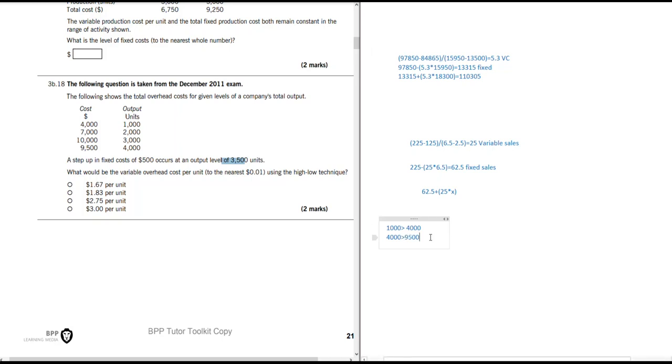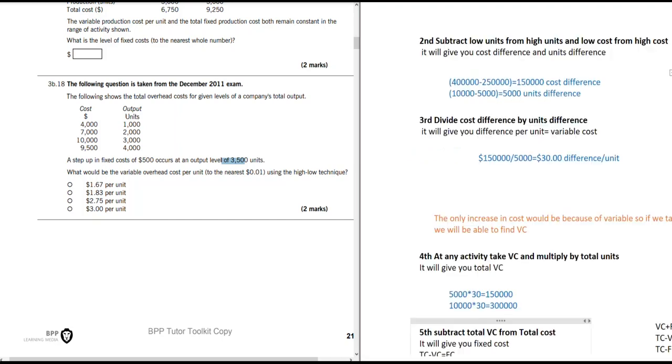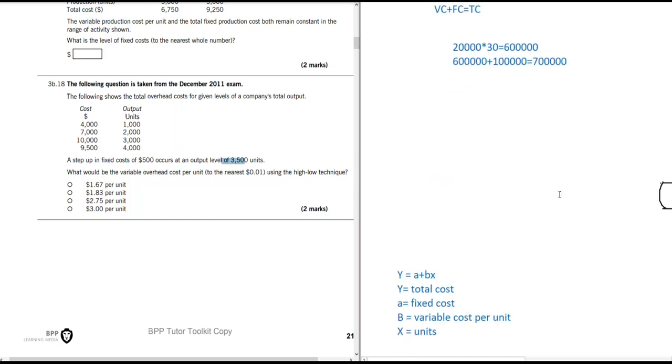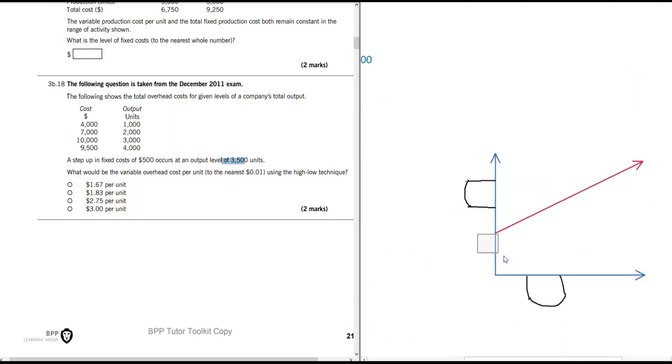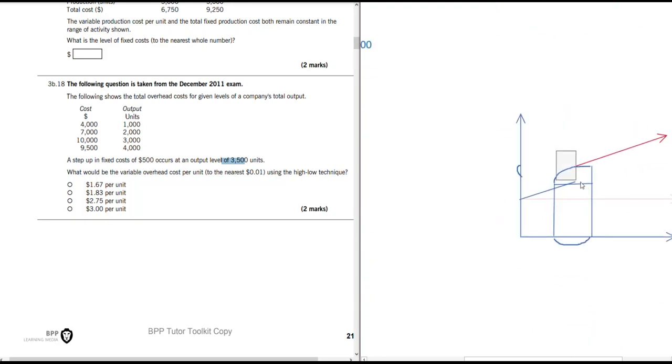So there is a step cost in this one. Remember, I explained in the Hi-Lo method, the way it works is it needs to have a semi-variable cost. We have fixed cost and we have variable cost. We find the difference. But when we have a step cost, something like this happens. So there's a jump. When we calculate the difference, that difference is not just variable cost. It has a step cost with it. So in order for the Hi-Lo method to work, we need to remove the step cost and then it will work.